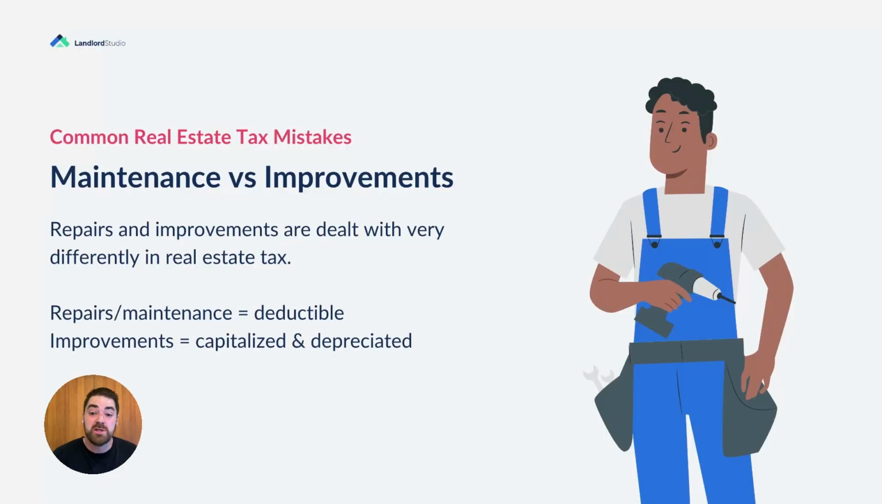One area that can be tricky is understanding the nuance between repairs and improvements. And I guess this is especially true for new properties with the placed in service date coming into play. What's your advice to help landlords tell them apart, and how do they need to be treated differently?